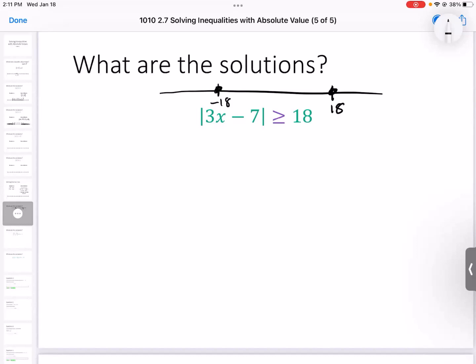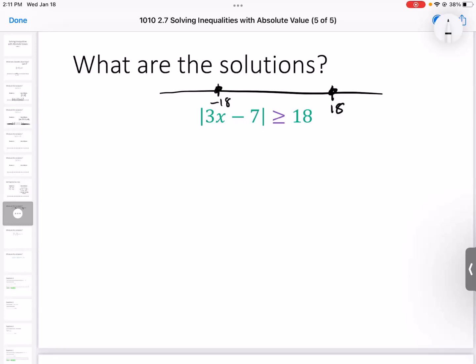And is this situation one where we're going to have negative infinity and positive infinity, or is it one of the ones where it's between the two numbers? Maybe show me with your hands. So this would be between, this would be infinities. Which one are you guys thinking? Okay, looks like you guys are thinking the infinities, and that's correct.